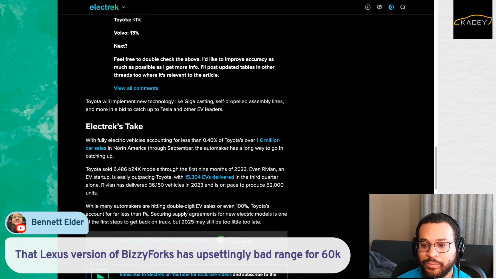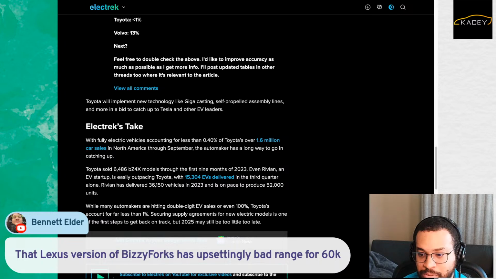Wow. So their third quarter number beat their yearly number. That's pretty pathetic, Toyota. Rivian has delivered 36,150 vehicles in 2023 and is on pace to deliver 52,000 units. While automakers are hitting double-digit EV sales, or even 100%, Toyotas account for less than 1%.